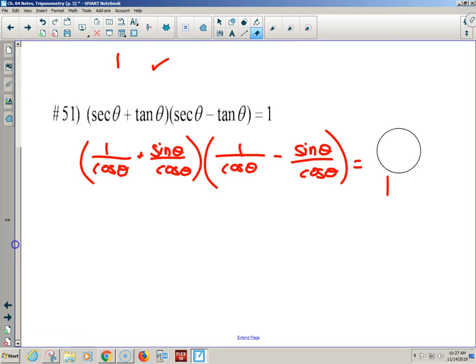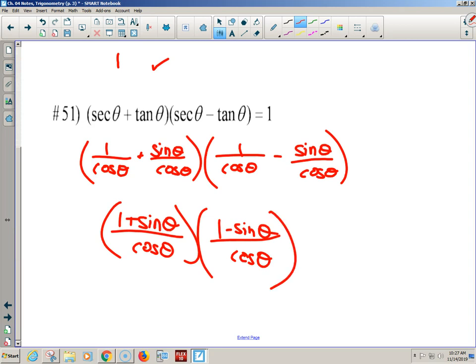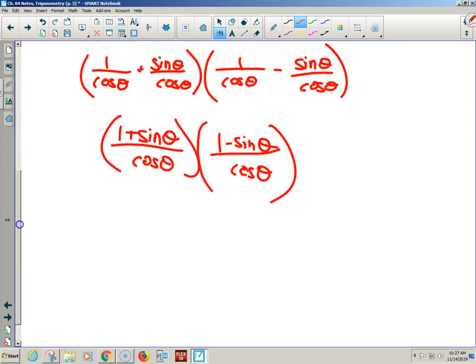Technically I'm trying to show that. I see common denominators. Do you see common denominators? Yep. Okay. I see 2 fractions that need to be multiplied. Do you see that? Hey, you chose this one. Multiply across.